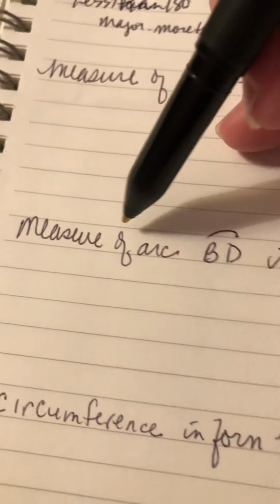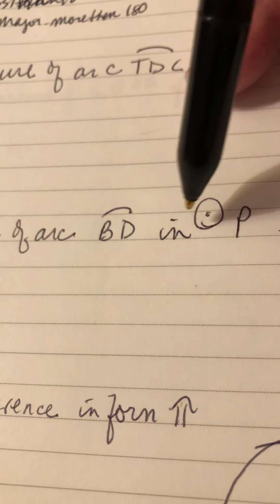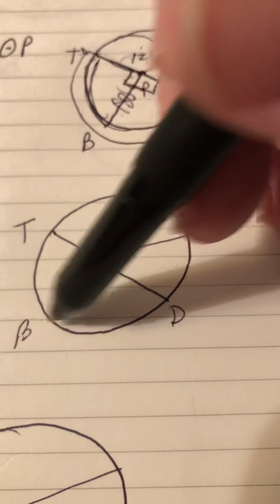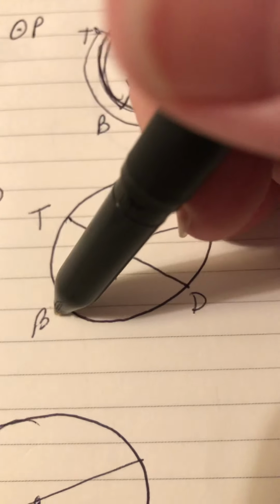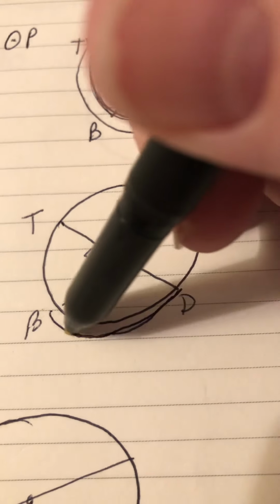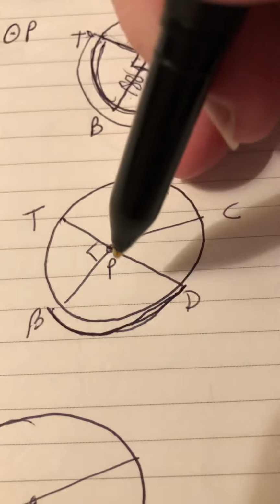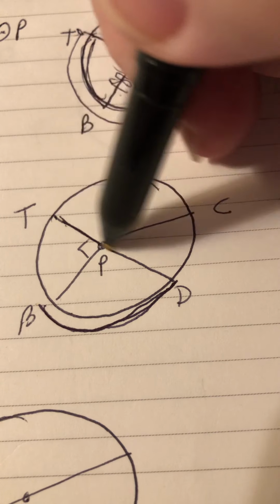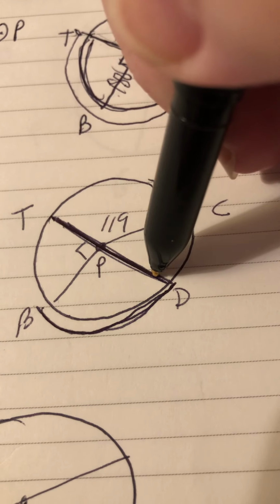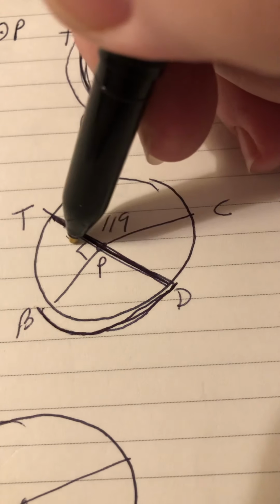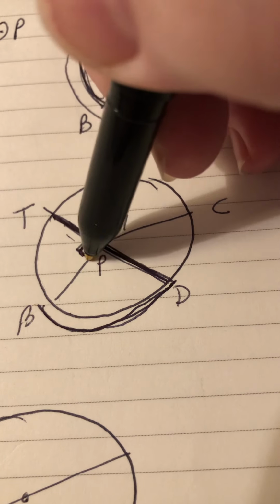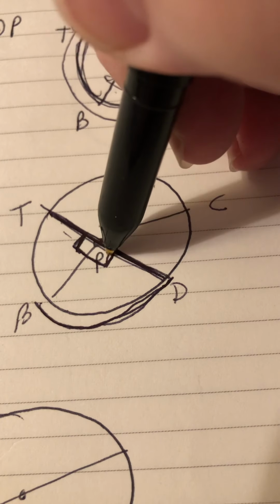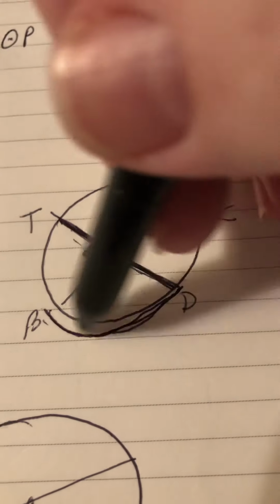And then on this next one, it says measure of an arc BD in the circle P. So BD, right here, arc BD, or I think it said DB, but either way, it's still just this arc right here. Okay, well, it doesn't tell us what that degree is, but if you notice that this is a straight line right here, straight lines are 180, and what made that straight line was 90 degrees right here, then the other one has to be 90 degrees also. So BD or DB is 90.